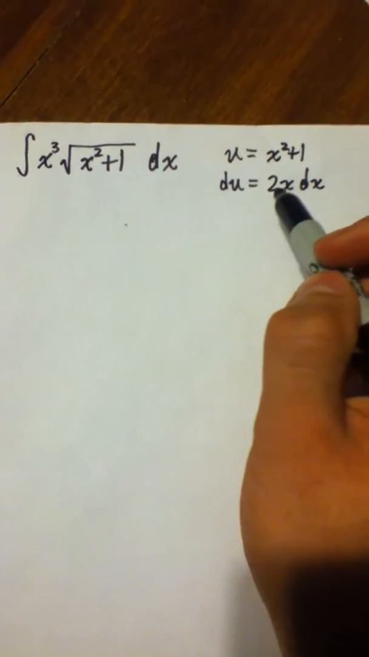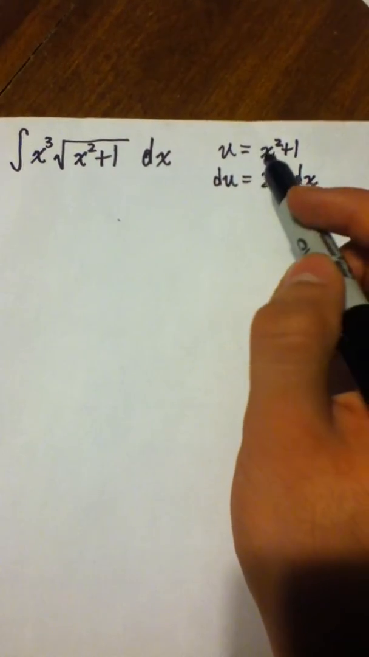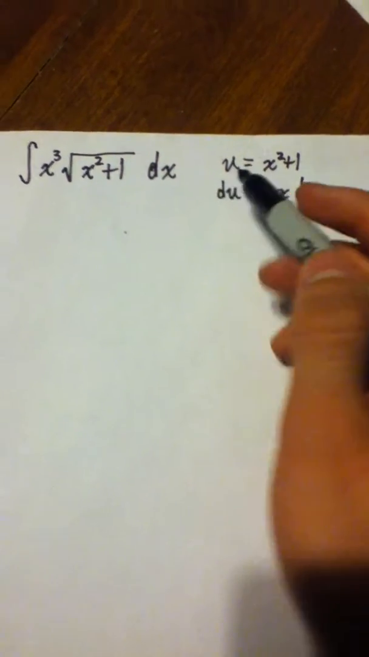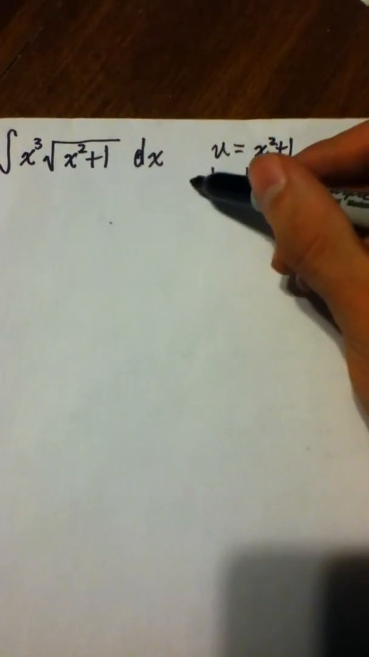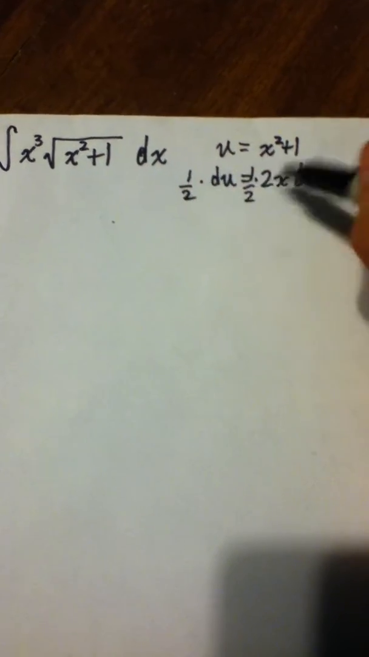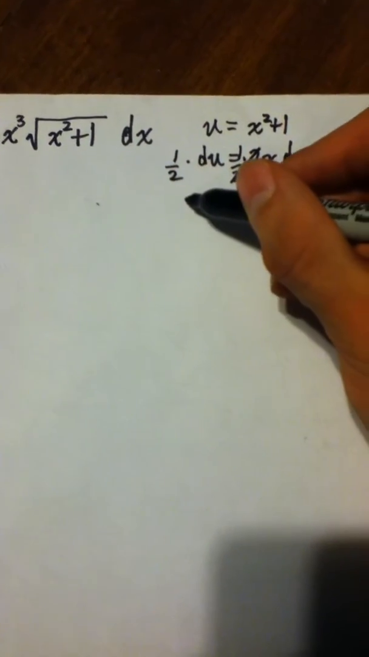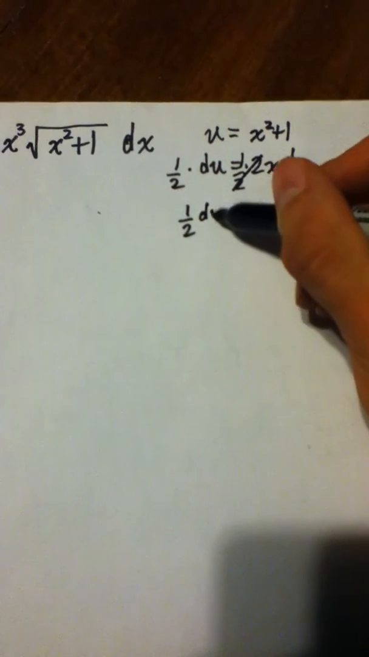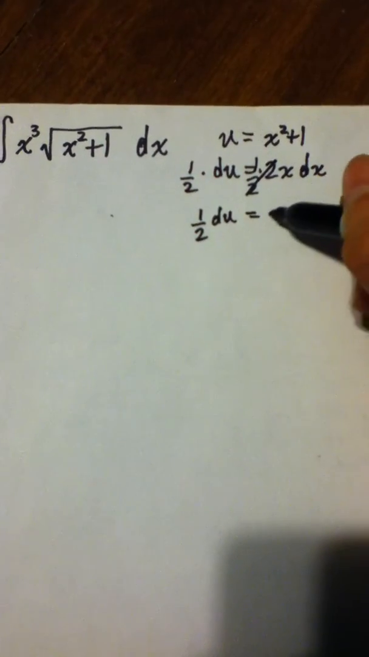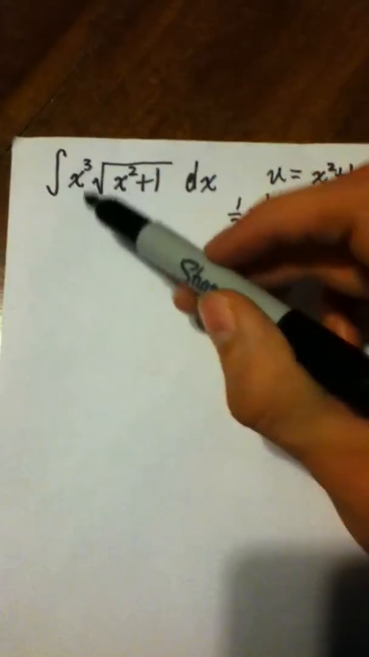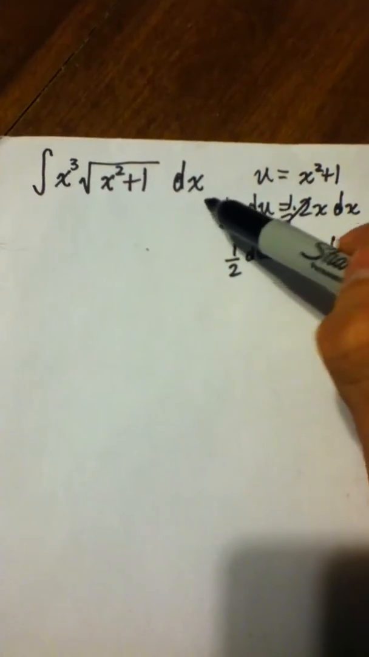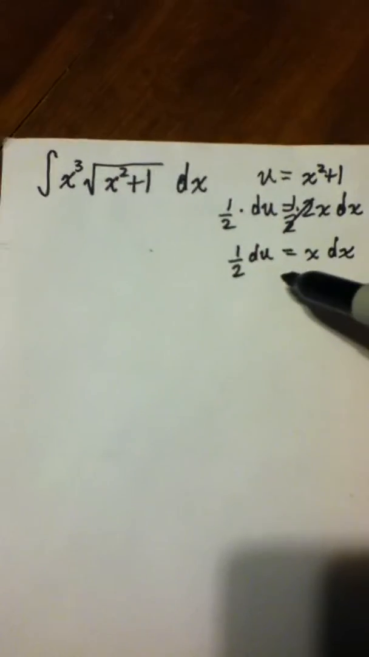So we want to move this 2 over by multiplying both sides by 1/2. So if I multiply this by 1/2 and I multiply this by 1/2, these will eliminate and I get 1/2 du is equal to x dx. Now I at least have an x and I have my dx there. So this substitution will work.